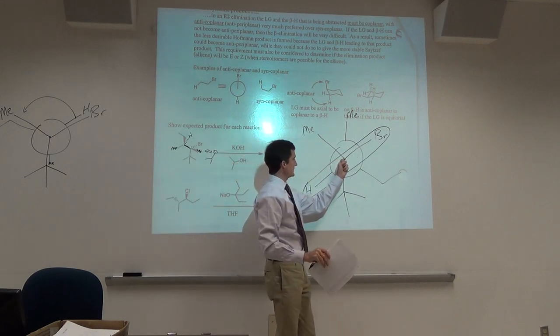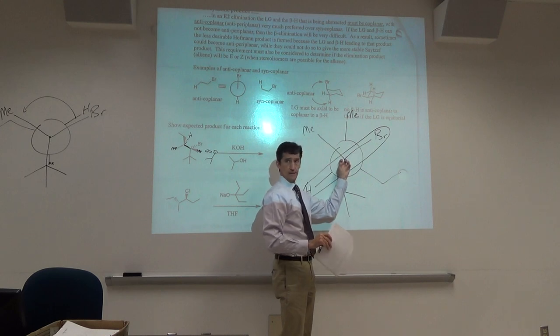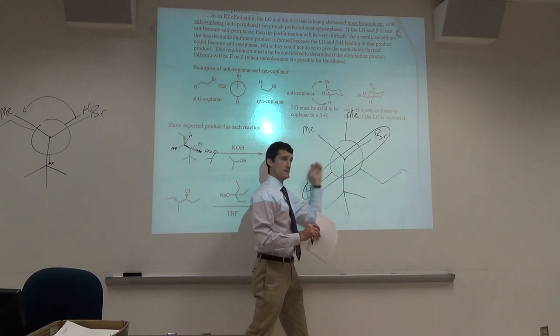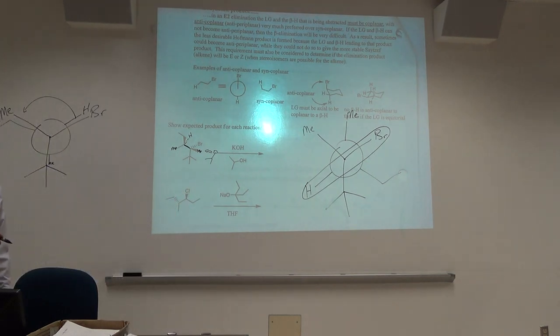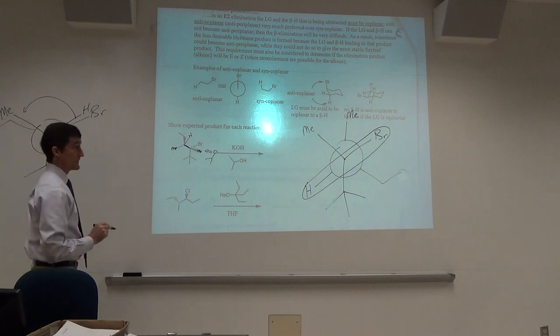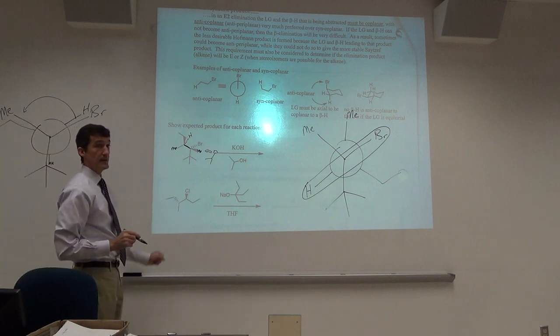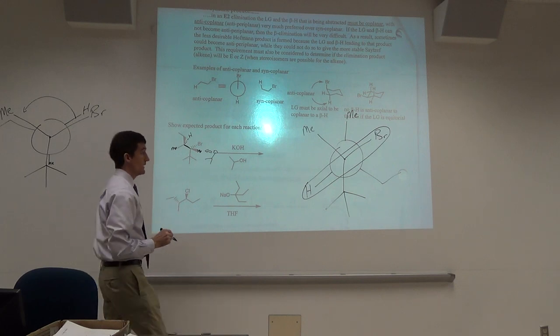But about the central position, they're anti. Br is this way, the H is this way. Does everybody agree the H and the Br are now anti-coplanar? If you don't, you should agree. The elimination takes place from this conformation.